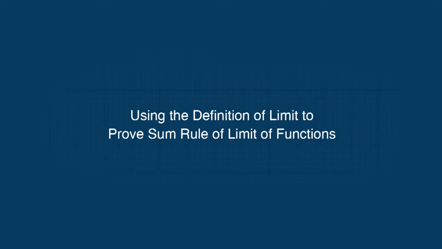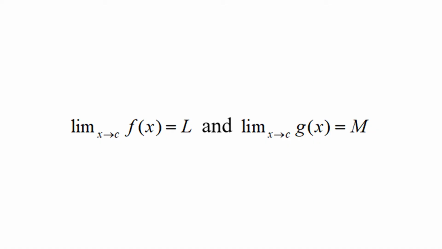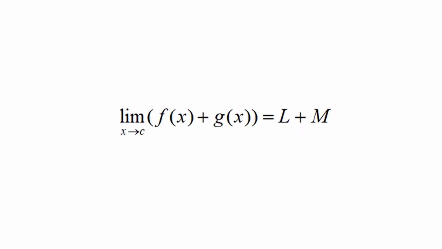Using the definition of limit to prove the sum rule of limit of functions. We now prove the sum rule for the limit of a sum of functions mentioned in the previous session. That is, given that the limit of f(x) as x approaches c is L and the limit of g(x) as x approaches c is M, we have to prove that the limit of f(x) + g(x) as x approaches c is L + M.